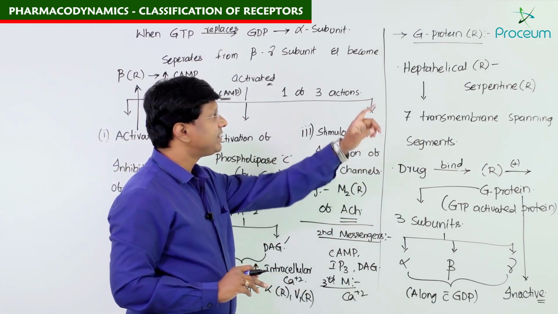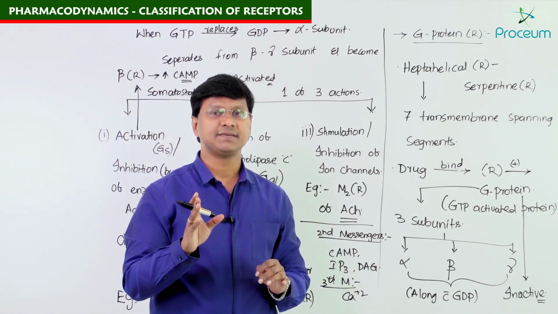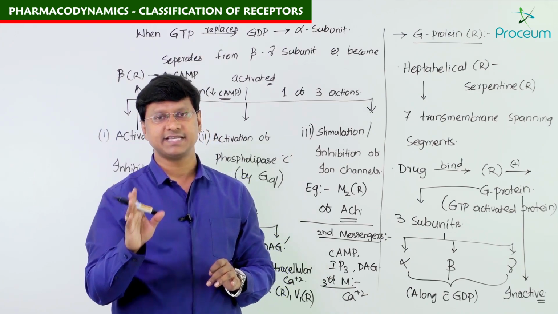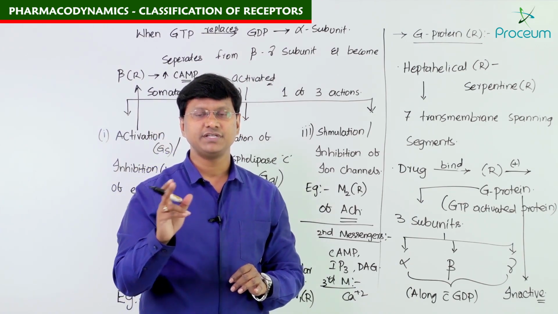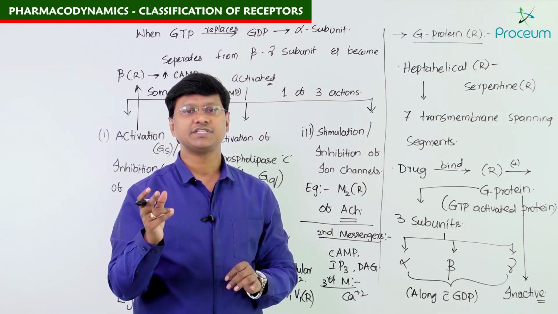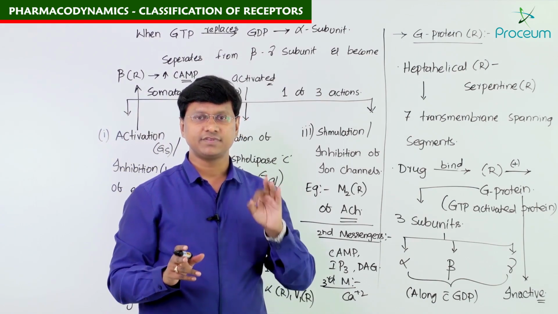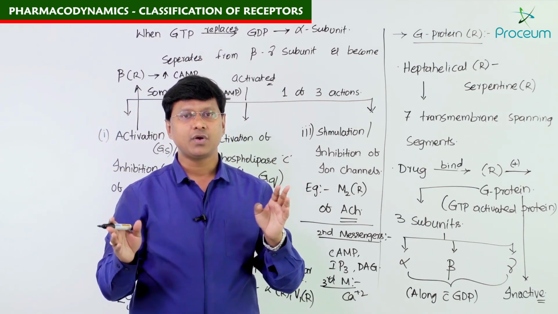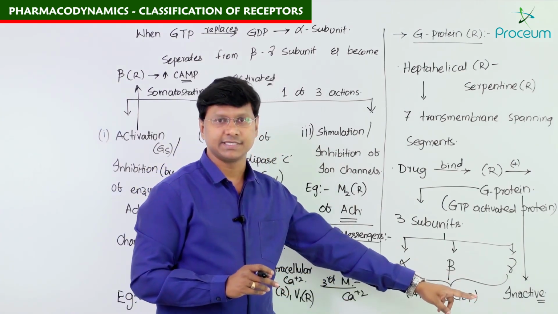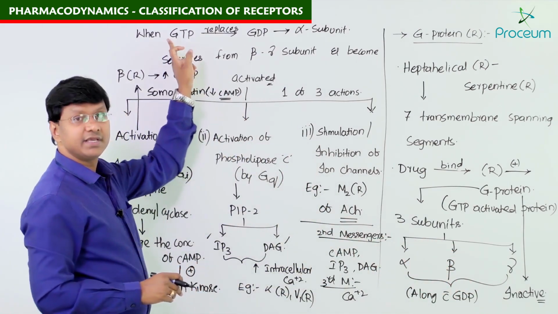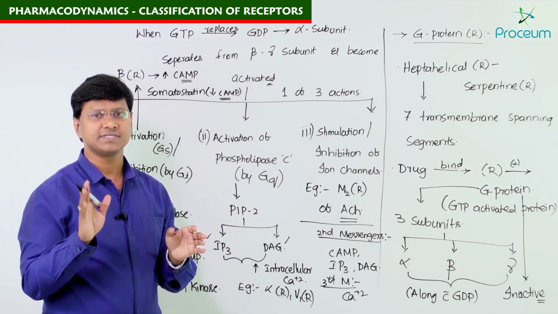Now G protein coupled receptors are metabotropic receptors, and these are heptahelical receptors, that is, they have 7 transmembrane spanning segments. They are also called serpentine receptors. The drugs bind to the receptor, which in turn activates the G protein, which is nothing but GTP activated protein. The G protein consists of 3 subunits: alpha, beta and gamma. When all 3 are joined together along with GDP, the G protein is inactive. When GTP replaces the GDP, the alpha subunit separates from beta and gamma and becomes activated.